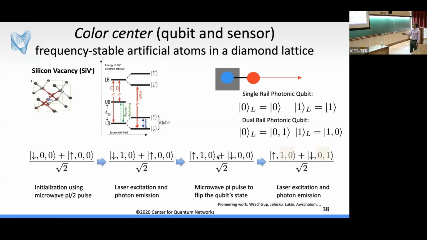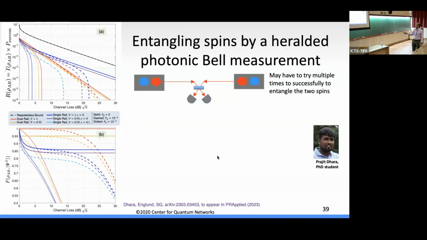All right, no matter which form of encoding you use, I'm going to denote it by this box: this is a spin qubit, this is a matter qubit, and this is my photonic qubit. This could be dual rail or single rail, it doesn't matter. You can deterministically, in principle, excite an atomic qubit to generate a photonic qubit entangled with it. Is that clear?